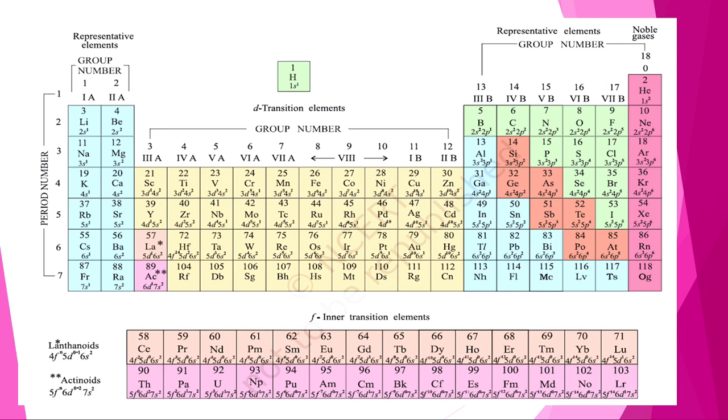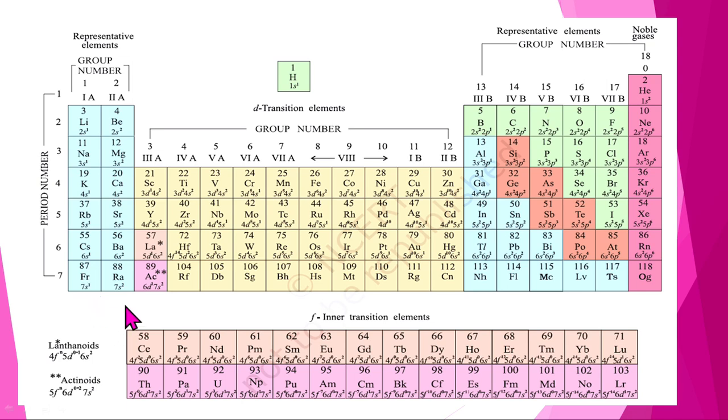You can see here how many groups and periods there are. There are 18 groups: 1, 2, then 3 to 12, and then 13 to 18. There are 18 groups of elements and 7 periods. The first period has two elements, the second has 8, the third has 8 elements, the fourth and fifth periods have 18 elements, the sixth has 32 elements, and the seventh period is incomplete, it also has 32 elements.